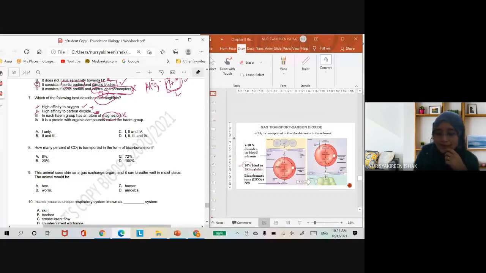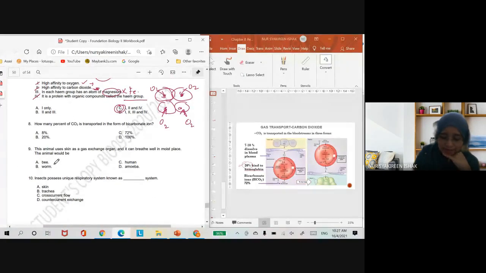Salah tadi saya cakap apa? Iron, ferrum. Okay, iron or ferrum. So number 4, it is a protein with organic compounds called hem group. Betul lah? Okay, so each of the polypeptide chain has a hem group that binds to oxygen. So each one binds to oxygen molecule. So one hemoglobin will bind to 4 oxygen molecule. Okay, so the answer will be 1, 2, and 4, which is C. Okay, C.